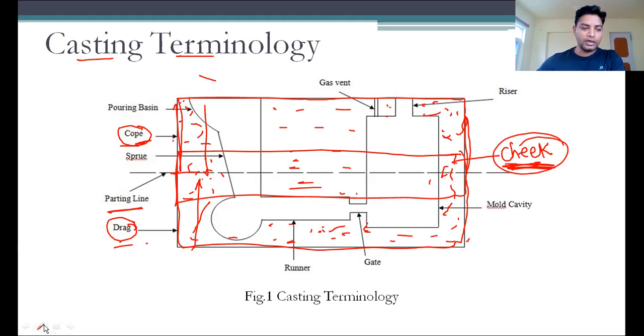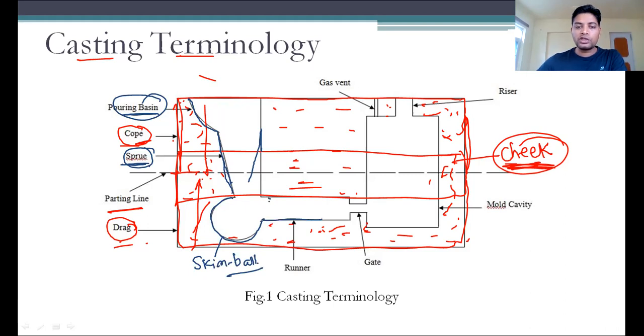Now let's discuss one by one what parts are there. First, this curvature we are calling the pouring basin. Next to this there is the taper section, which looks exactly like this, and we are calling it the sprue. After the pouring basin there is a sprue. After this there is a shape we are calling a skim bob. Then we keep a horizontal path, which we are calling the runner.